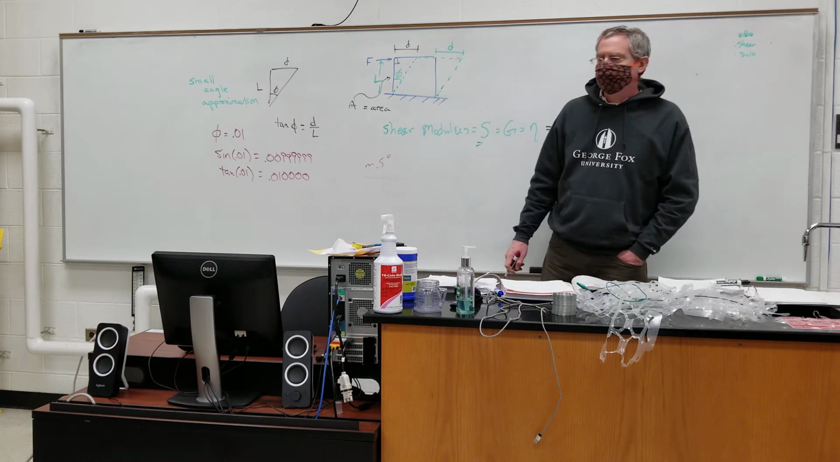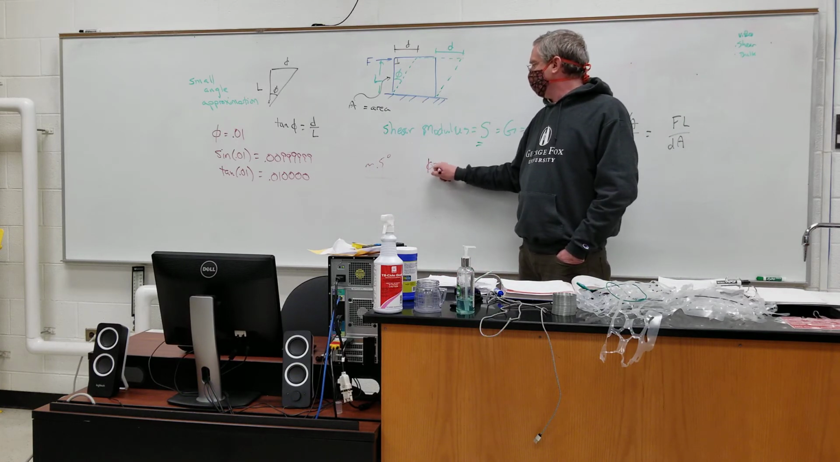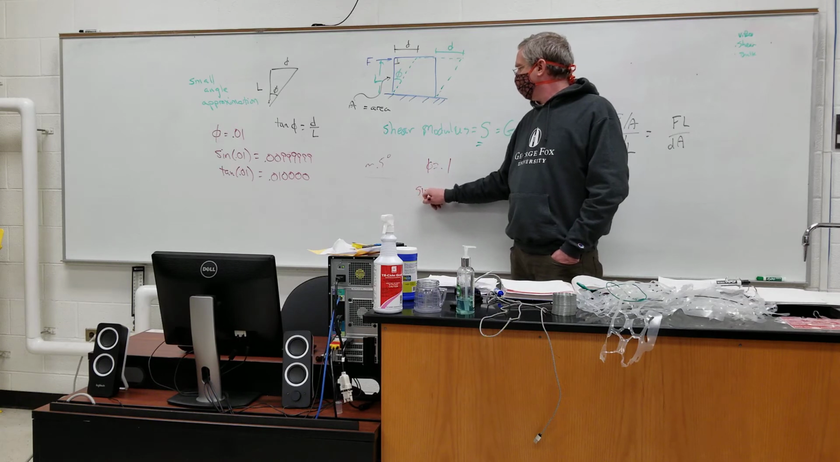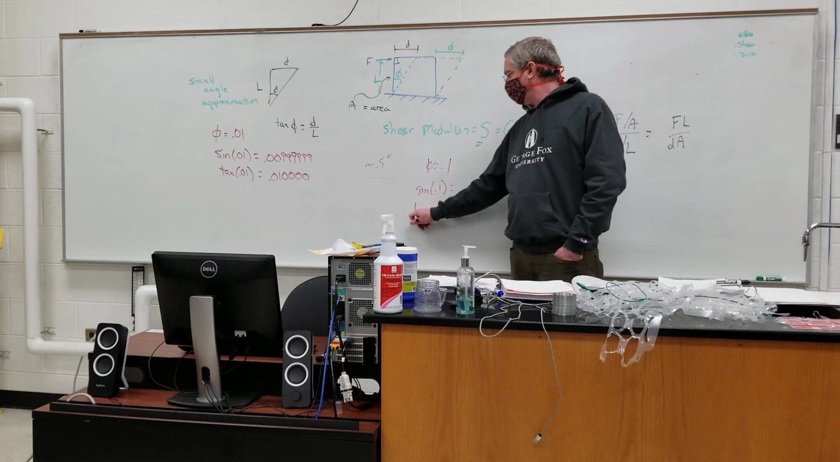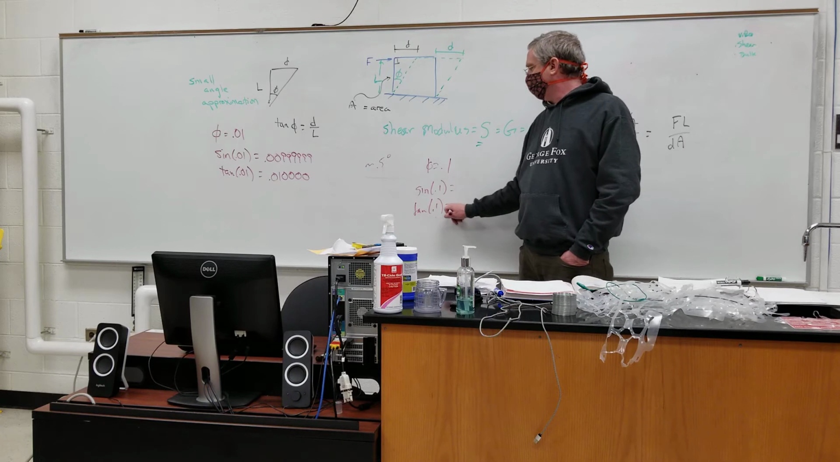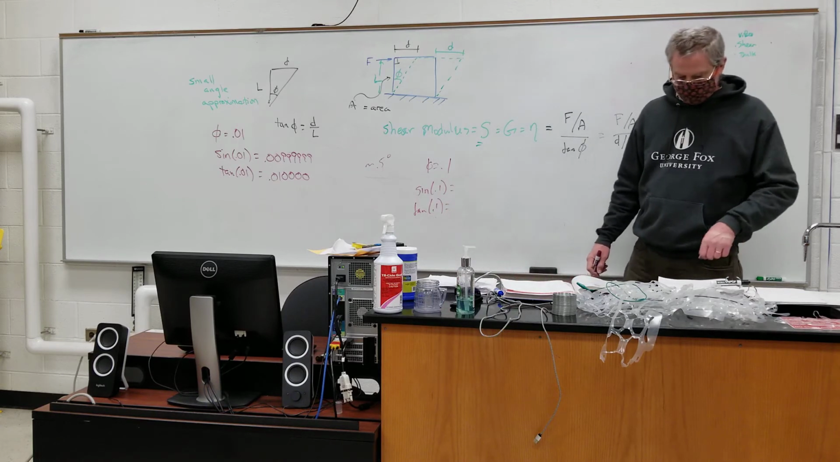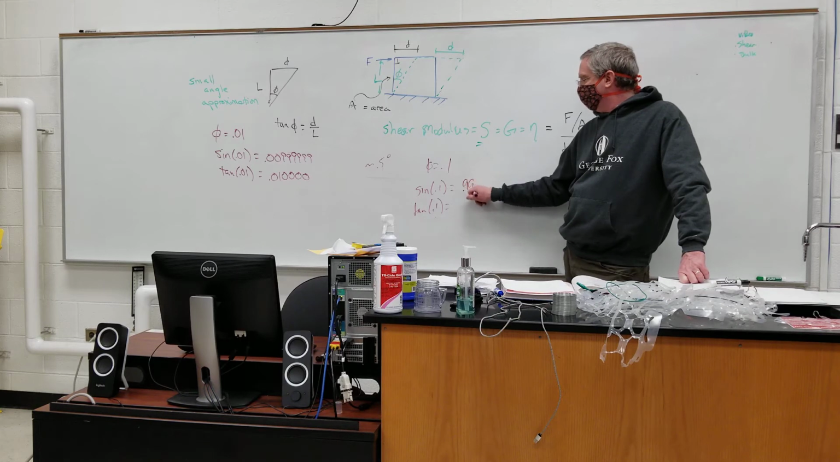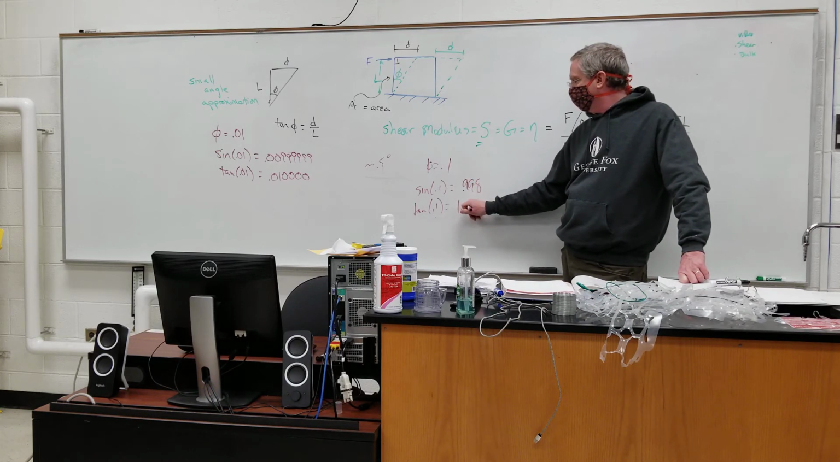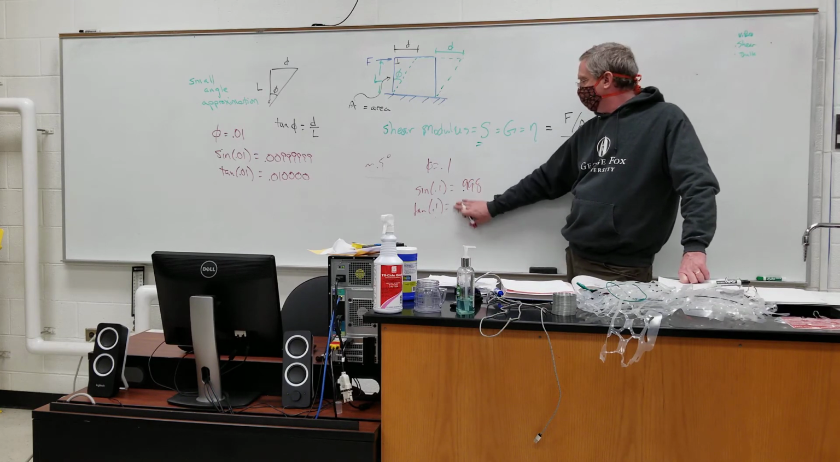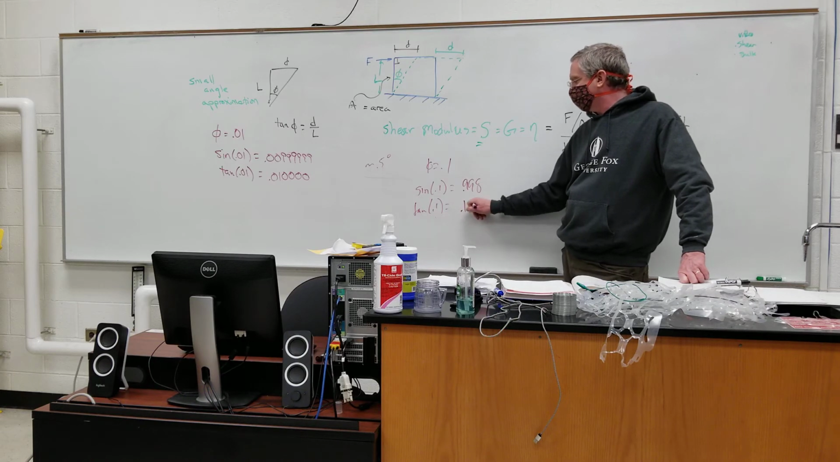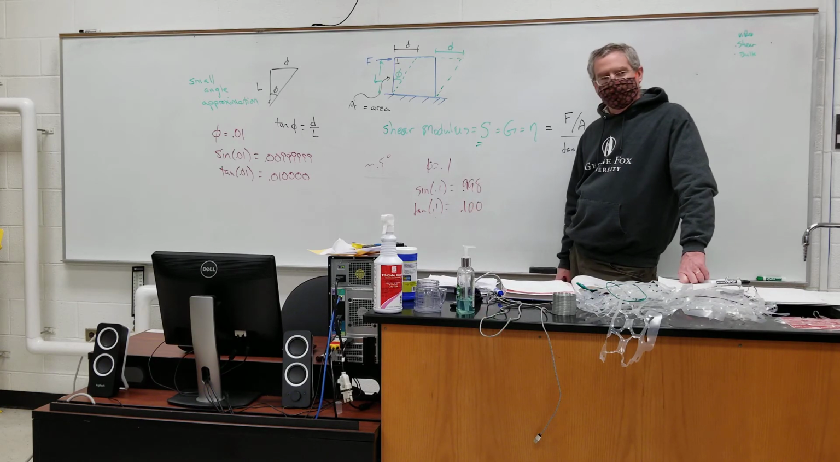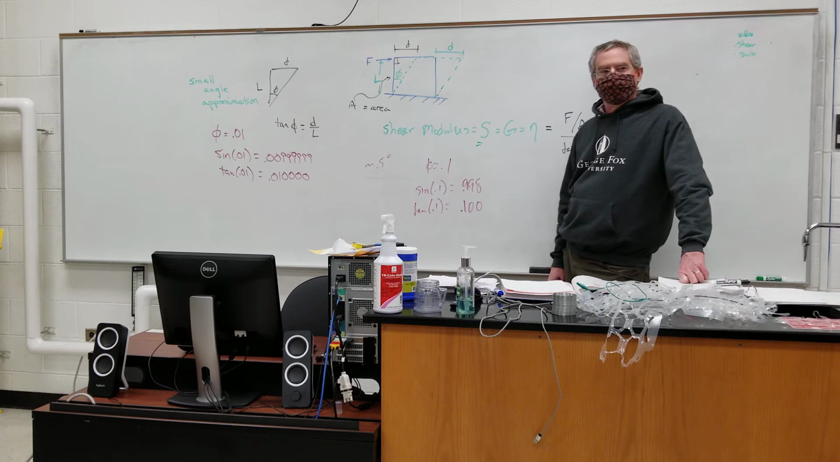Let's make it bigger then. Let's go 0.1. So phi is equal to 0.1, the sine of 0.1 radians, and the tangent of 0.1 radians. 0.998 and then 0.100. Notice we're still roughly about the same.